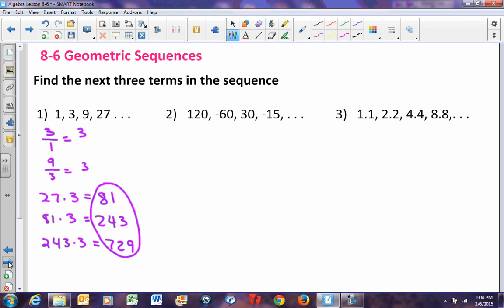Let's go to our next problem. 120, negative 60, positive 30, negative 15. So we have to figure out our common ratio. Negative 60 over 120 is negative 1/2.